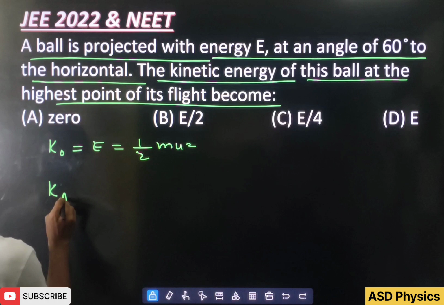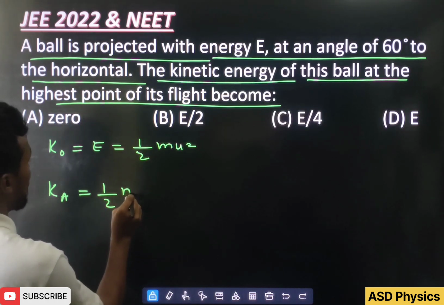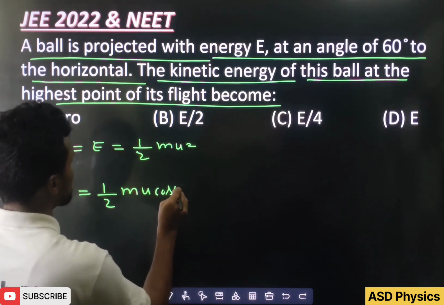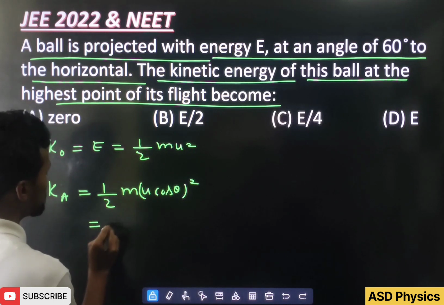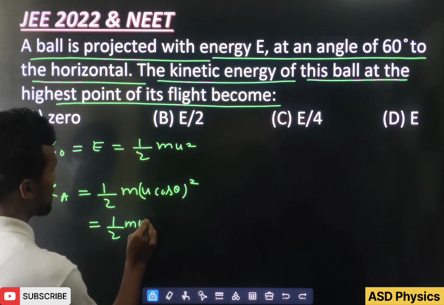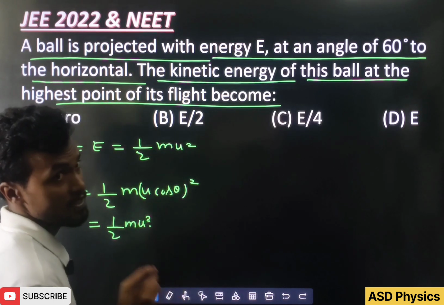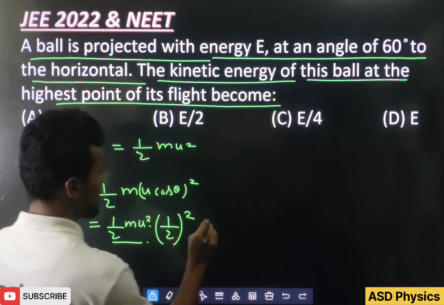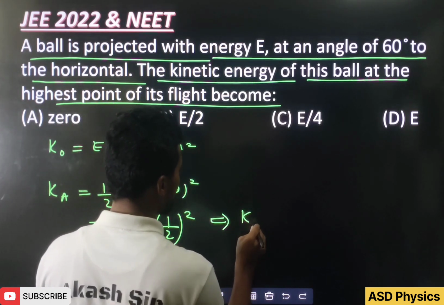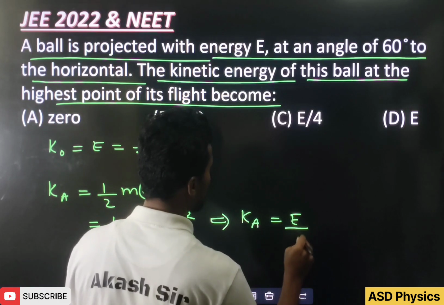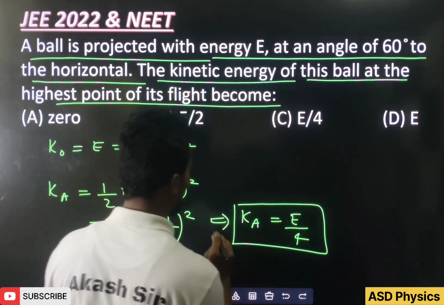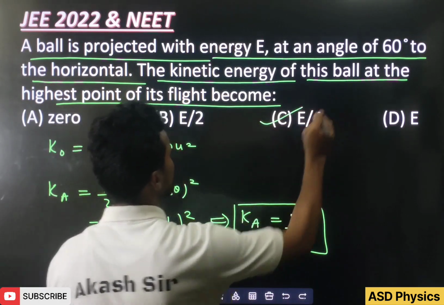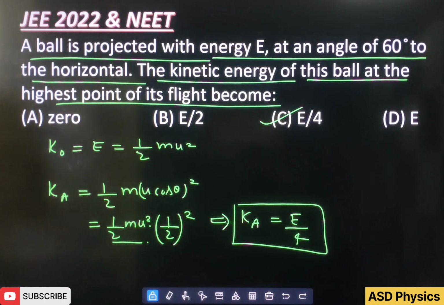Now at the highest point, we can write half m (u cos theta) whole square. That means half m u square and cos square 60. Cos 60 is 1 by 2, so (1 by 2) square. This becomes E times that, so the kinetic energy at point A will be E by 4. Which option is correct? Option C is the answer.